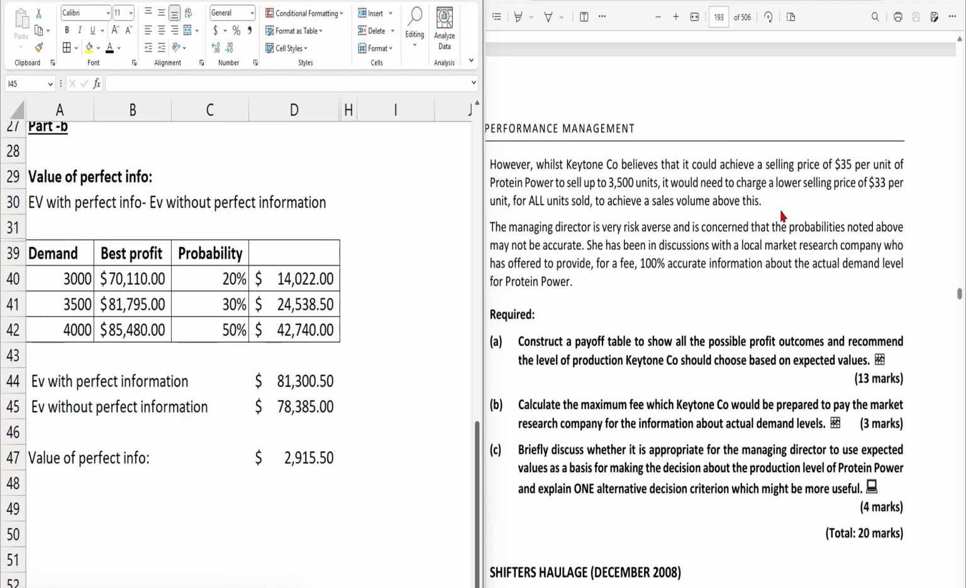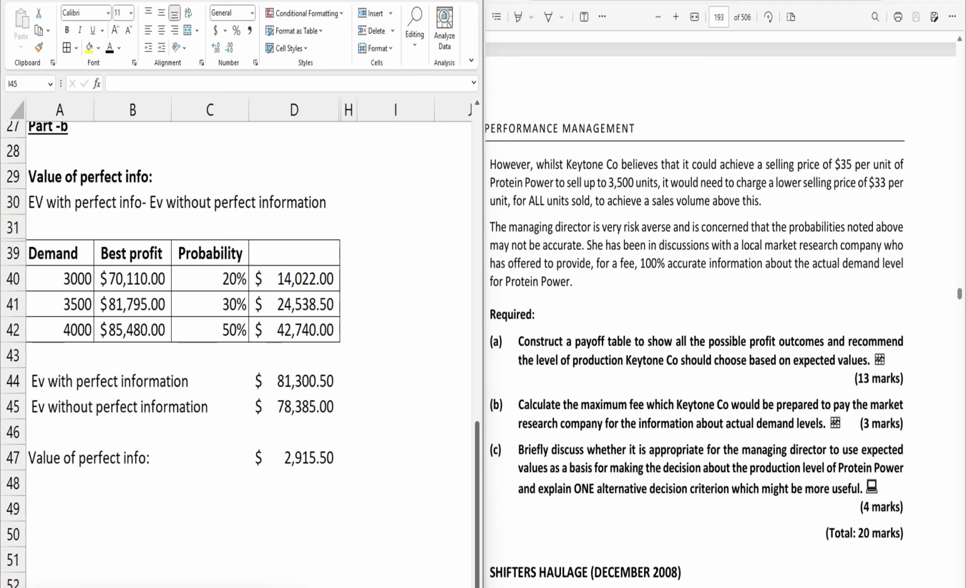But if you read the question carefully, they have mentioned that the managing director is very risk averse and is concerned that the probabilities noted above may not be accurate. So, as the manager is risk averse, it's better to go with the maximin approach, right? Because the manager is not risk neutral, the manager is risk averse, so that's why the manager should go for maximin. Using this approach the decision maker looks at the lowest outcome at each level and then picks the level that will generate the highest result, right?